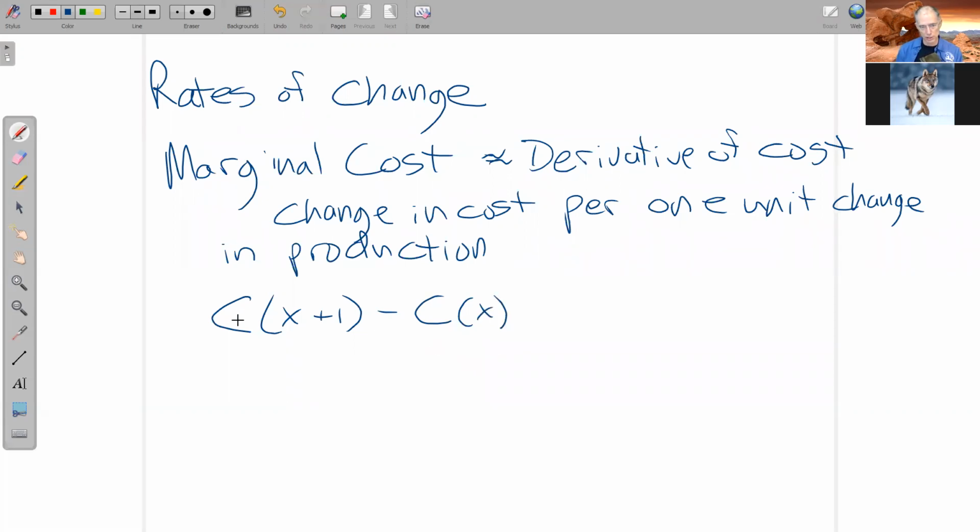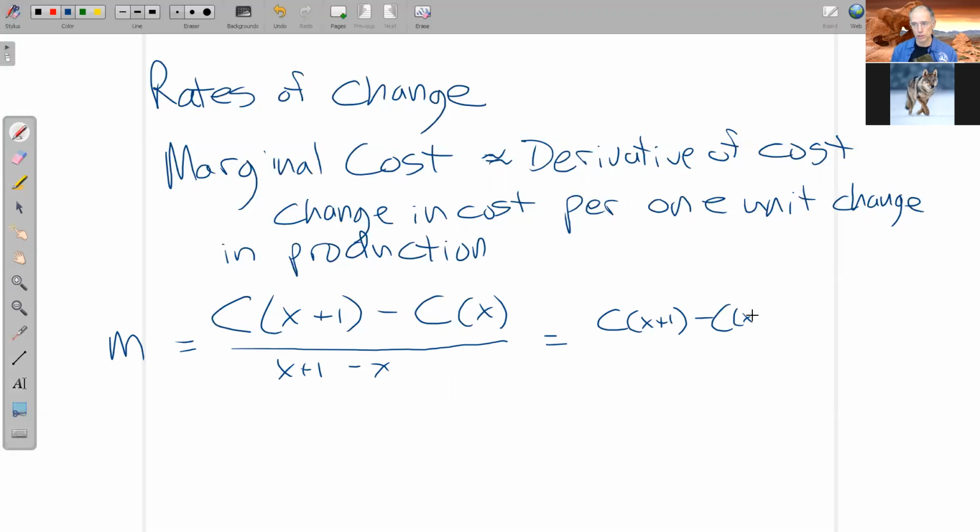Right, so that is change in y for 1 change in x. Right, the denominator of my slope, and basically I'm just finding slope here, would be x plus 1 minus x, right, which is just 1. Which is just the change in cost with 1 extra unit minus the change in cost at whatever point we pick. So this is the technical definition right there of marginal cost.